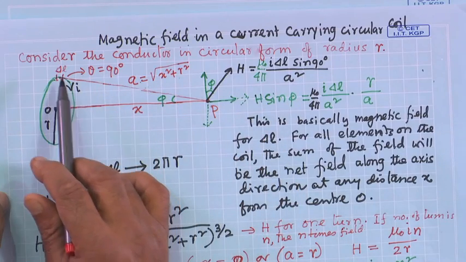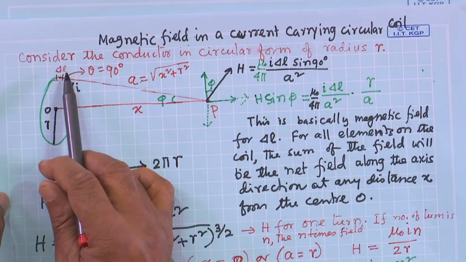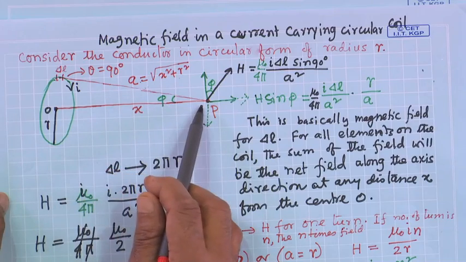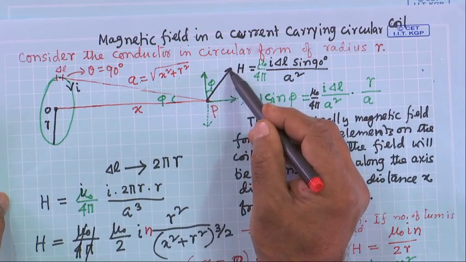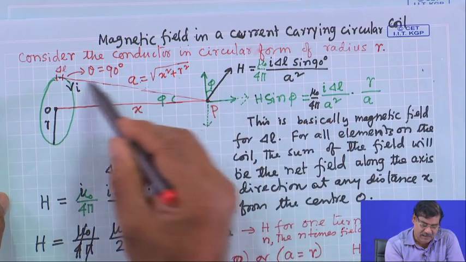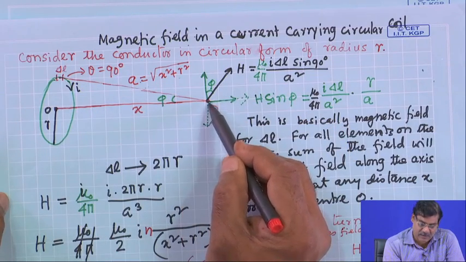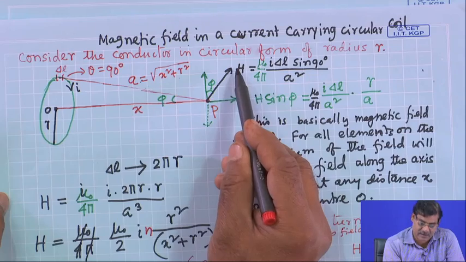And its direction is perpendicular to the plane which contains the dL and this A. I will not take the plane of the paper, because the direction of the magnetic field will be perpendicular to the plane which contains the del L and this A. So, that means the direction of the magnetic field is perpendicular to this A.